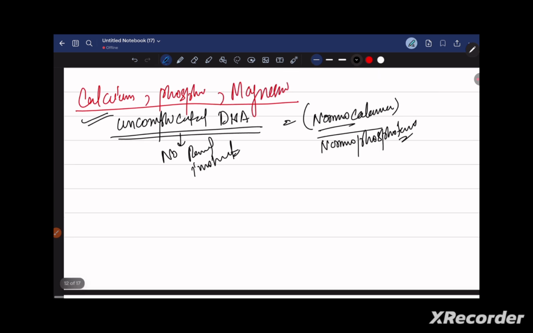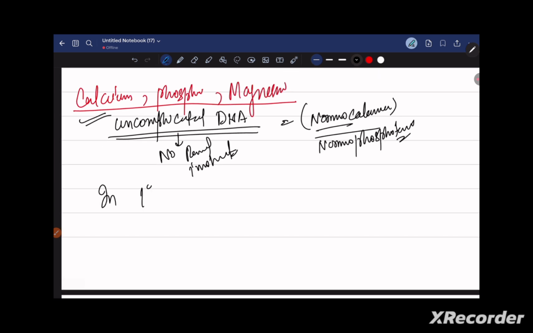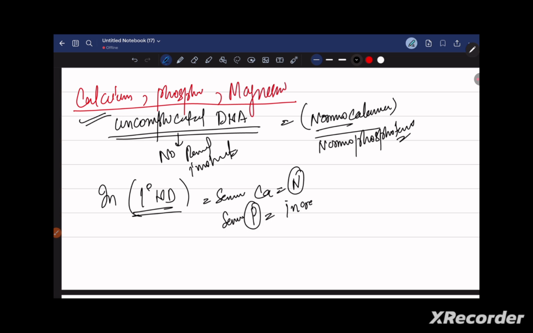Okay, in primary kidney disease patients, these are the comorbid DKA patients, meaning DKA patients with also renal failure, you will see that the serum calcium will be normal, but the serum potassium will be increased. So this you have to remember.